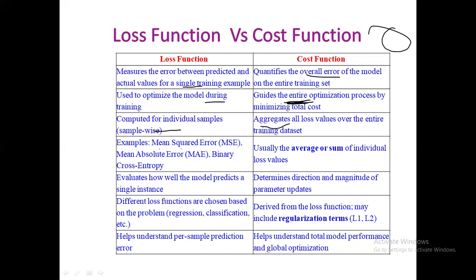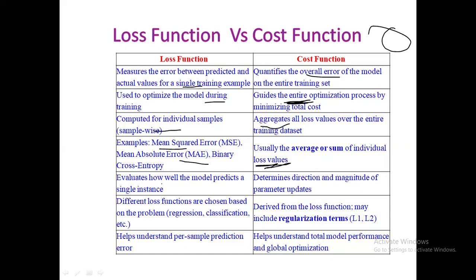Take for example MSE, MAE, and binary cross entropy, all of which directly measure the prediction errors. The cost function, however, takes the average or sum of all the individual loss values in the data set. Essentially, the cost function is derived from repeated application of the loss function across all data points.